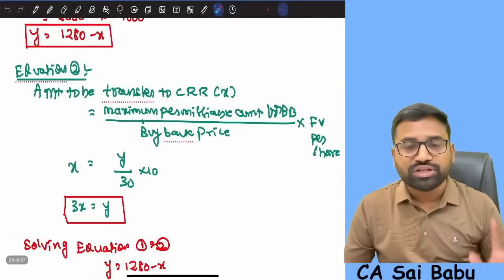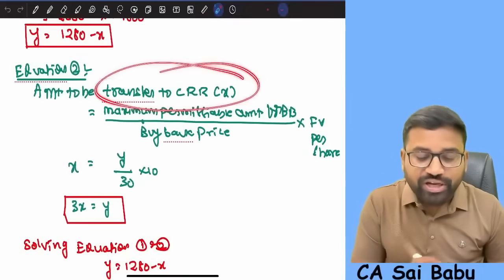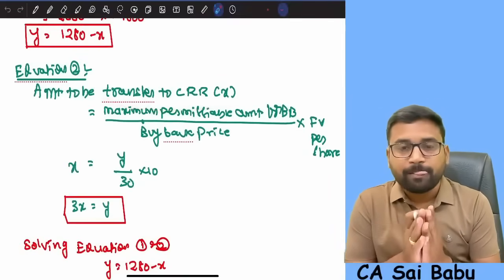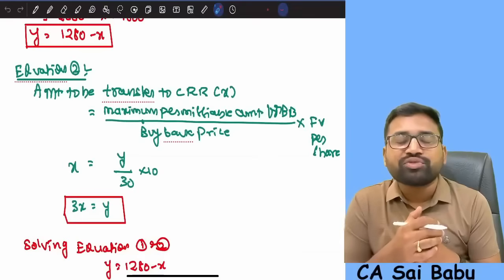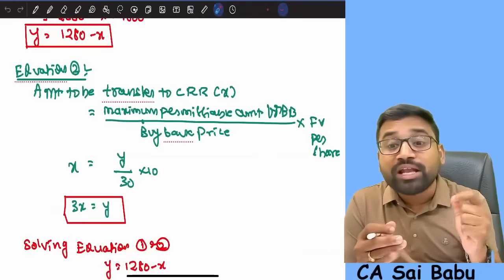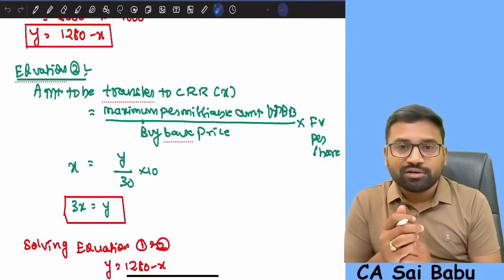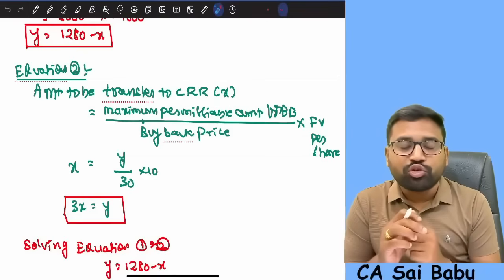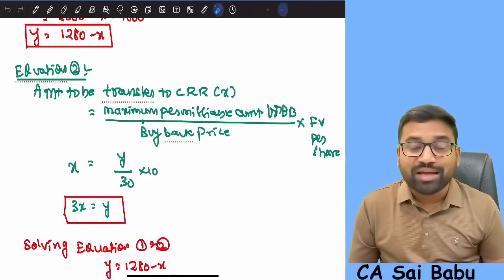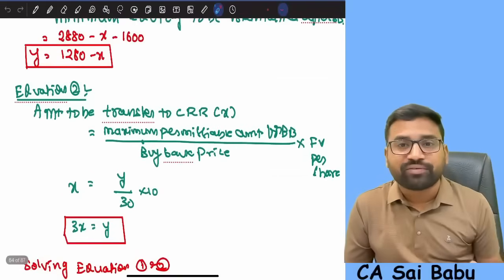Now come to equation number 2. The maximum amount to be transferred to CRR, X. Sir, what is the maximum amount to be transferred to CRR? To the extent of the nominal value of shares so bought back. Right? Nominal value of shares bought back. How many shares are you going to buy back? That depends upon the maximum amount permitted for buyback.